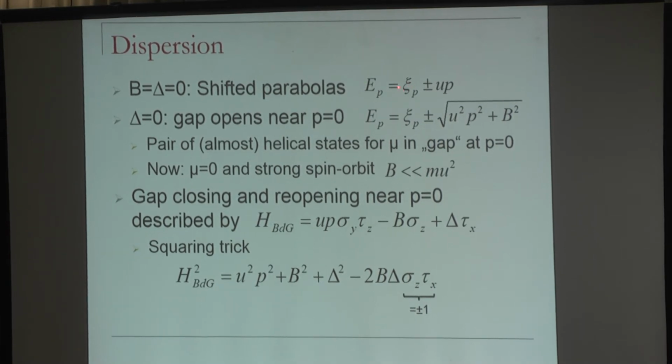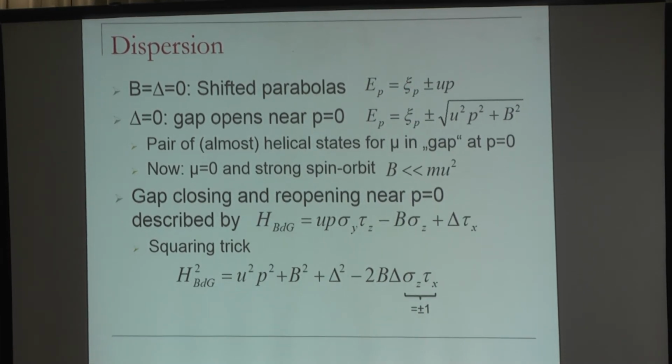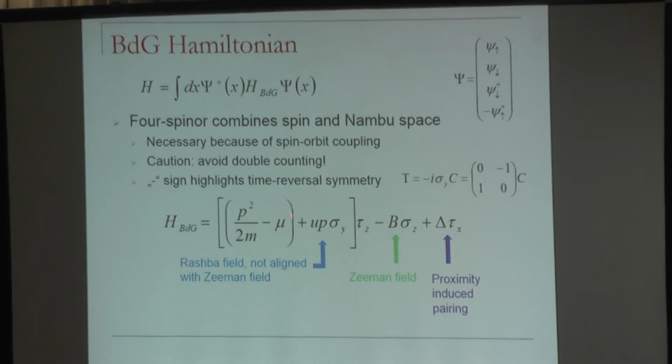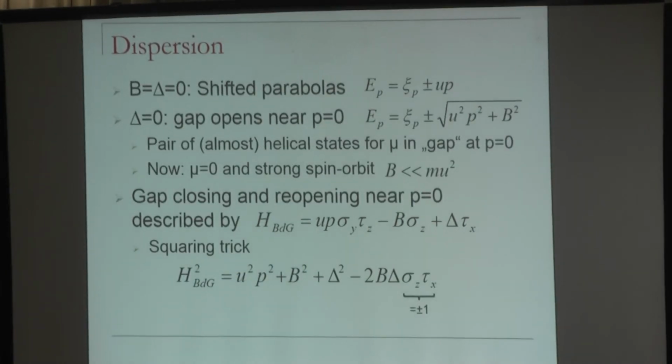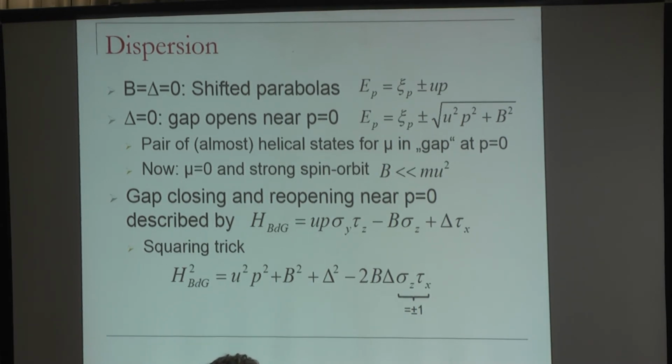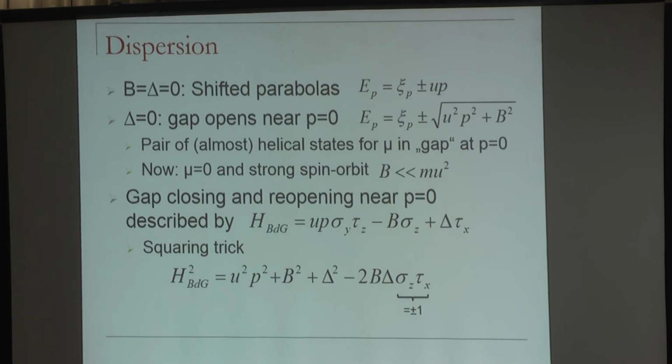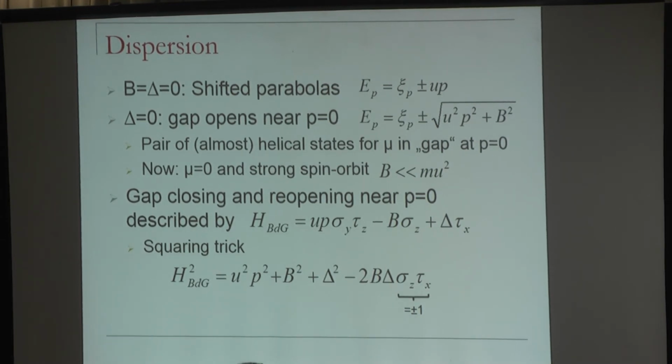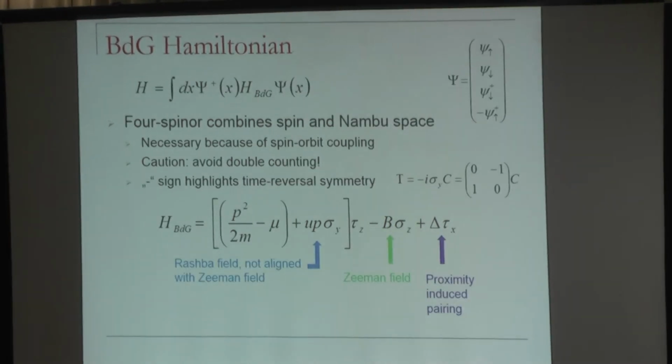The xi p I didn't define; it is just p squared over 2m minus mu. Okay, so now for simplicity, let's take the limit that the chemical potential is at 0, so it's really in the gap. And let's also assume that we have a very strong spin-orbit coupling to simplify algebra. In that case, it's justified to drop again the p squared term. I only need to drop the p squared term to simplify algebra.